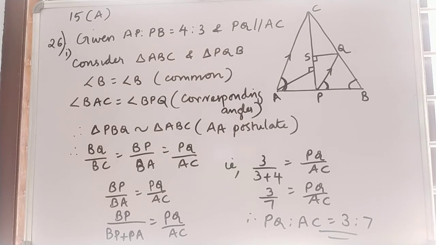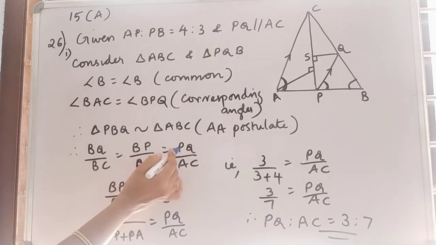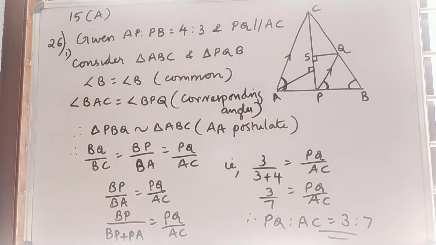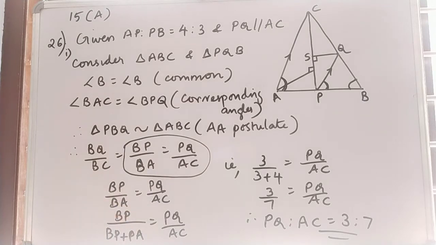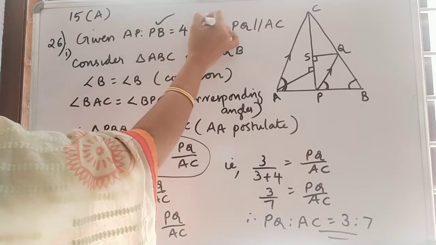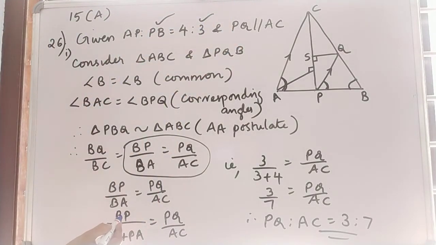Since these two are similar, we can write BQ divided by BC is equal to BP divided by BA is equal to PQ divided by AC. Take these two, since we need PQ and AC, also we have PB and AP. So BP divided by BA is equal to PQ divided by AC. That is, PQ is to AC we need to find. So BP. What about BP? BP is given as 3.